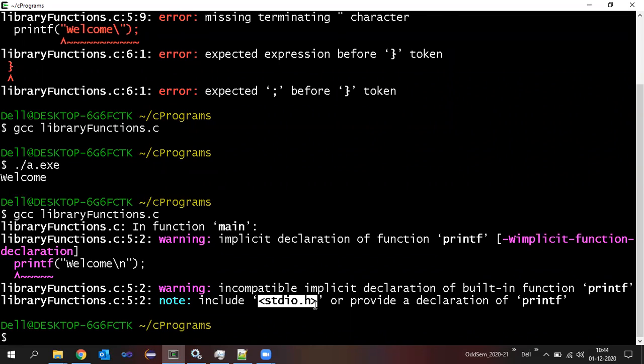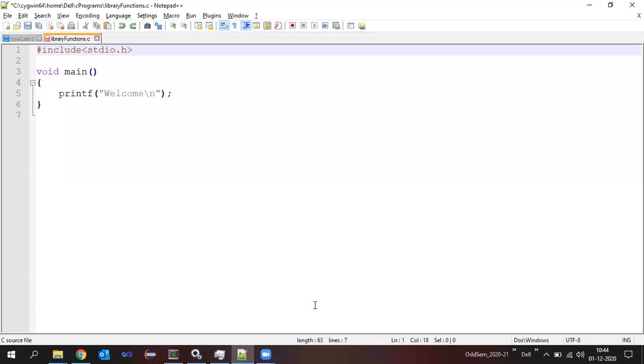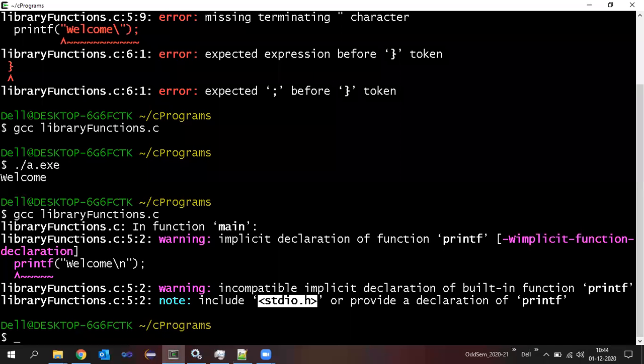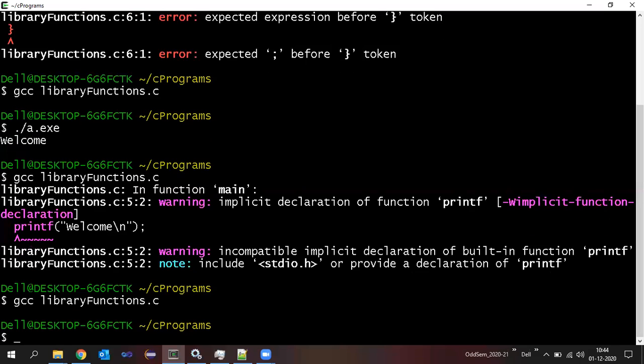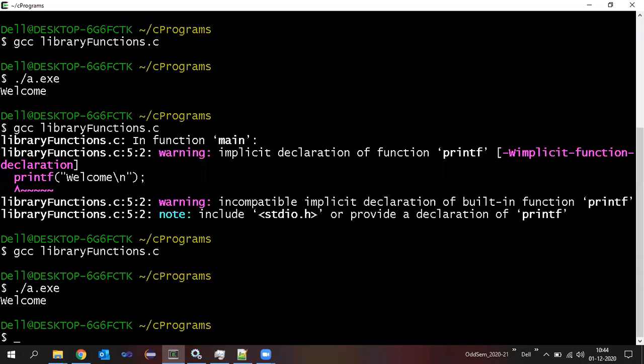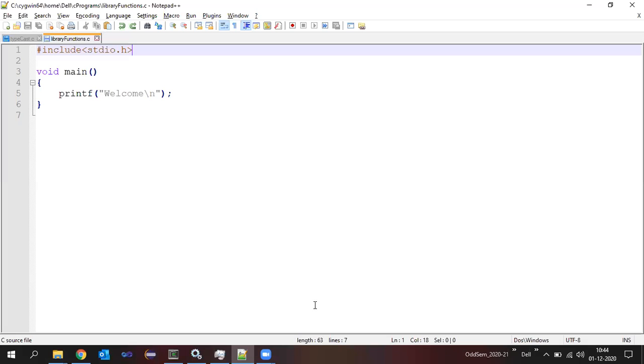stdio.h. Okay, so now if we include that particular part, hash include stdio.h, then definitely those warnings and errors will disappear and the program will be able to execute. Okay, this is the use of the built-in library functions.